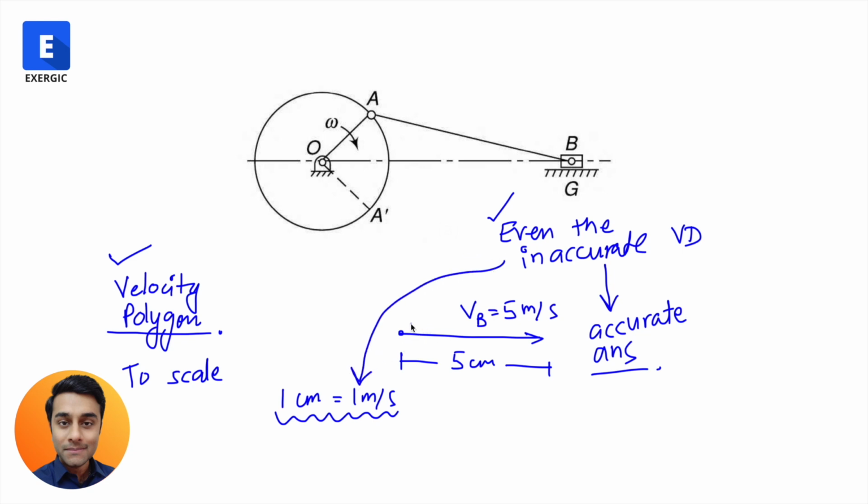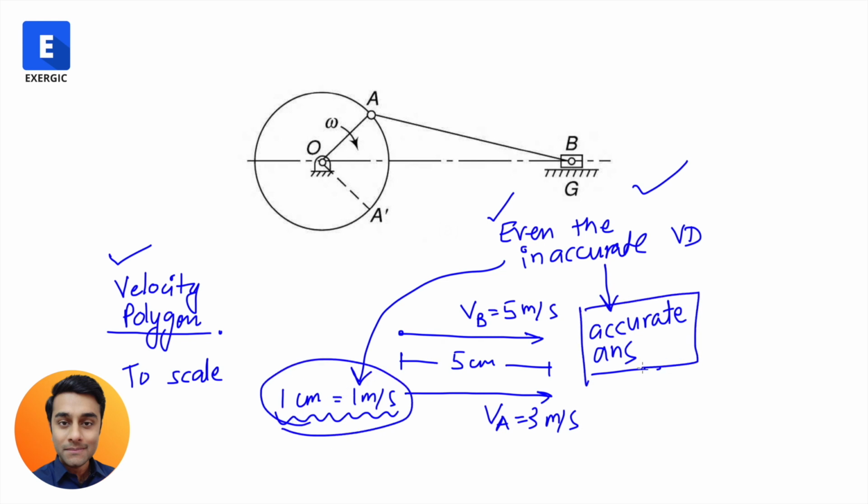I can draw VA to be the same length as VB, but I can claim that it is 3 meters per second. It is not going to affect my answer. That is how we are going to solve it. So conceptually, it should be accurate. We are going to discuss the concepts, but scale-wise it can be inaccurate. It will not matter. You will get a perfectly accurate answer using the velocity polygon method, even without using any scale or protractor to find the angles.